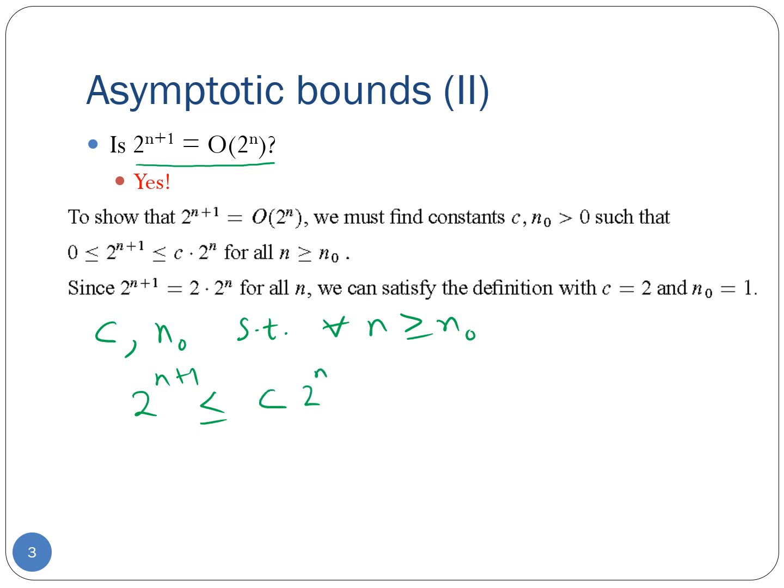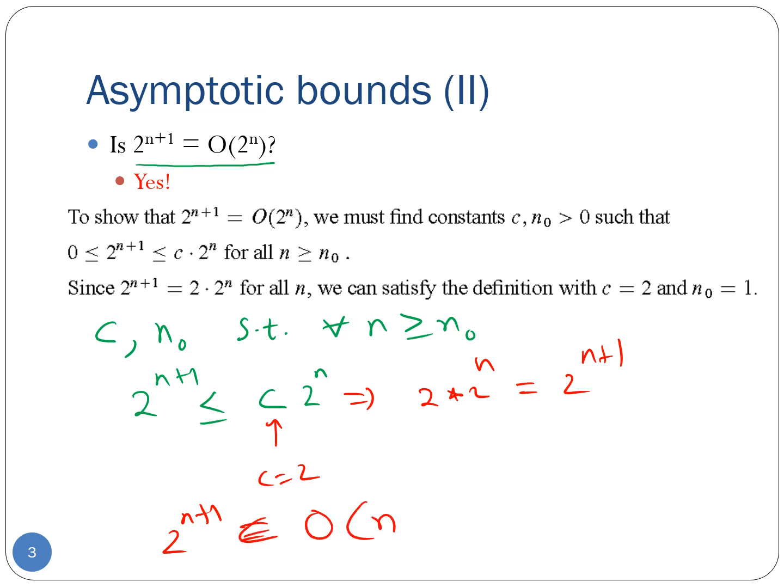Notice that if we substitute c equal to 2, the right hand side becomes 2 times 2 to the power n, which is 2 to the power n plus 1 itself. So for c equal to 2, it is possible to satisfy this inequality, and therefore it is correct to say that 2 to the power n plus 1 belongs to big O of 2 to the power n.